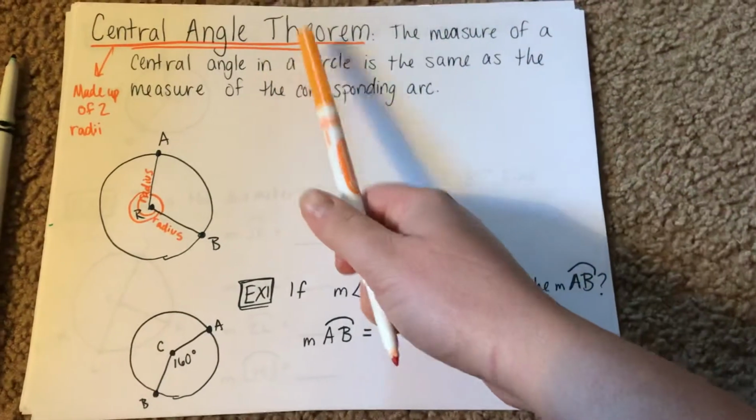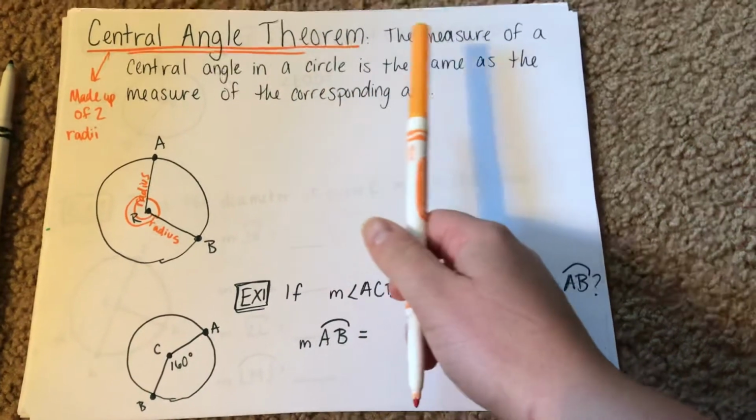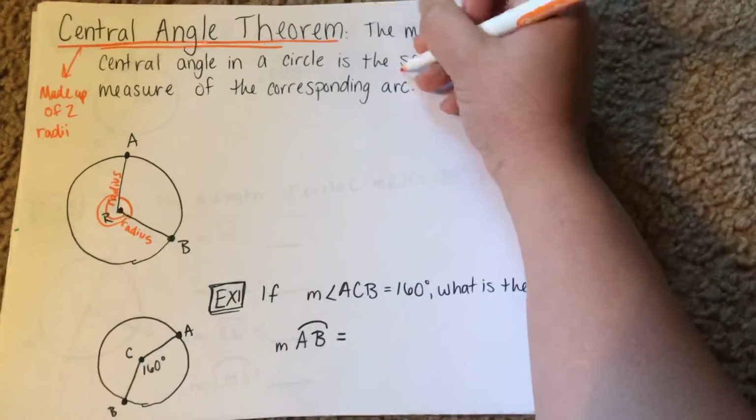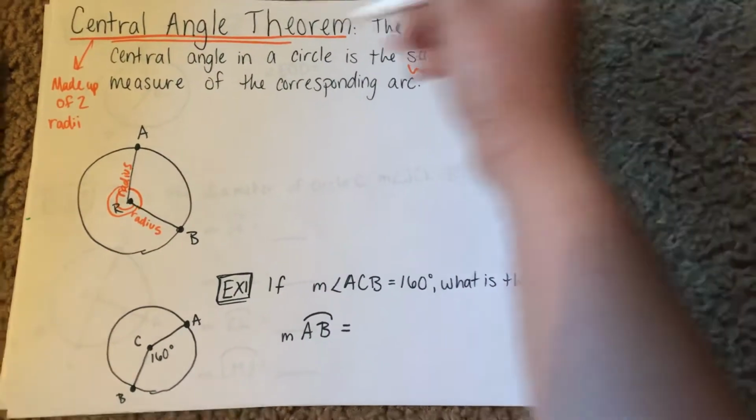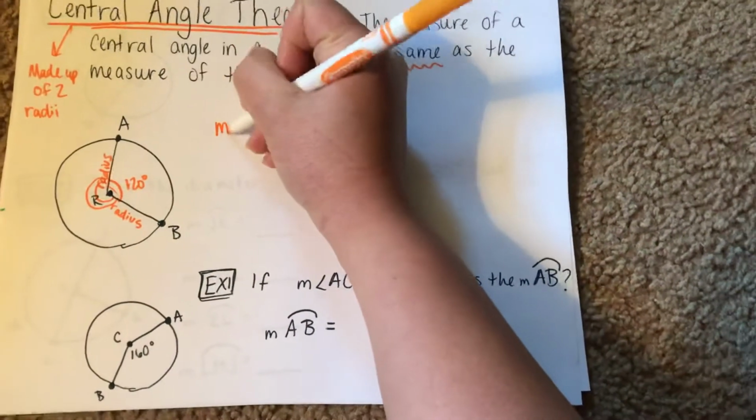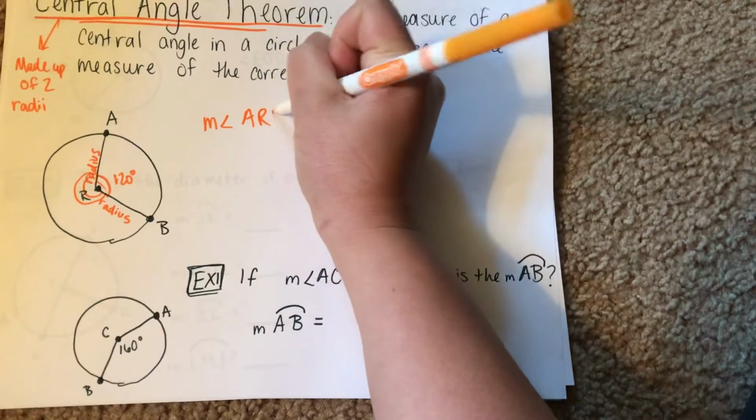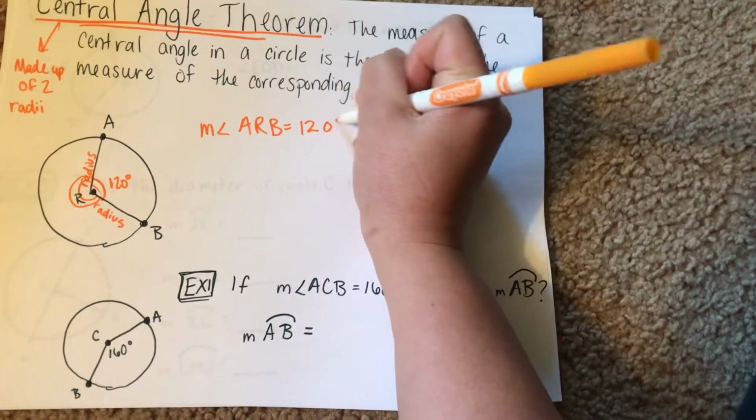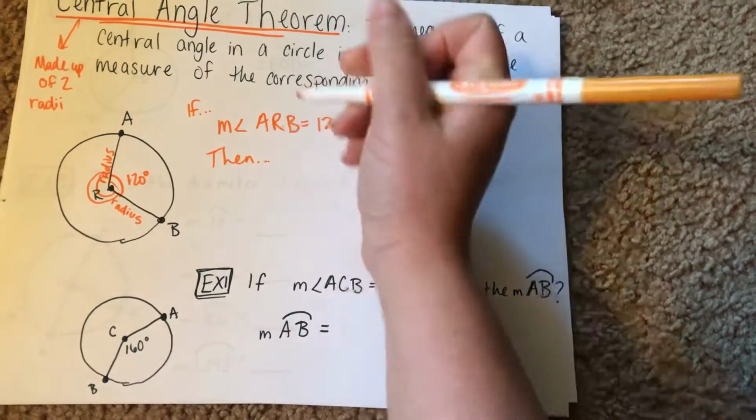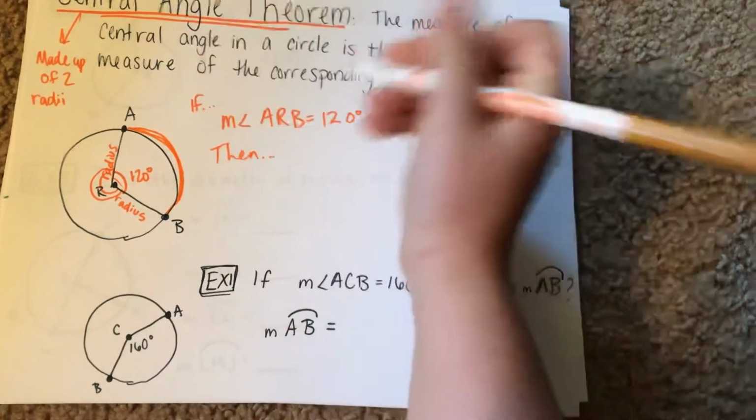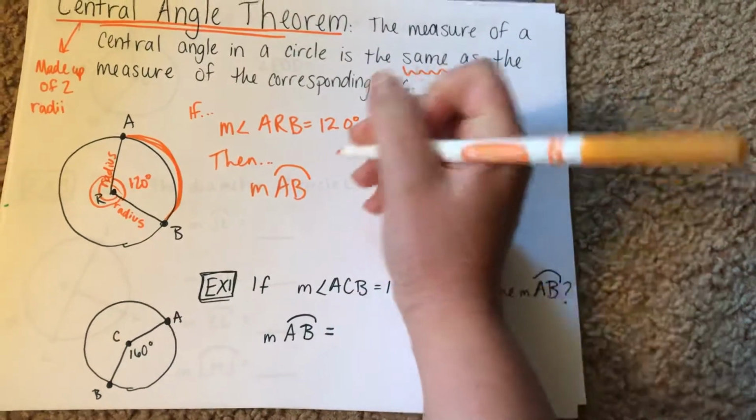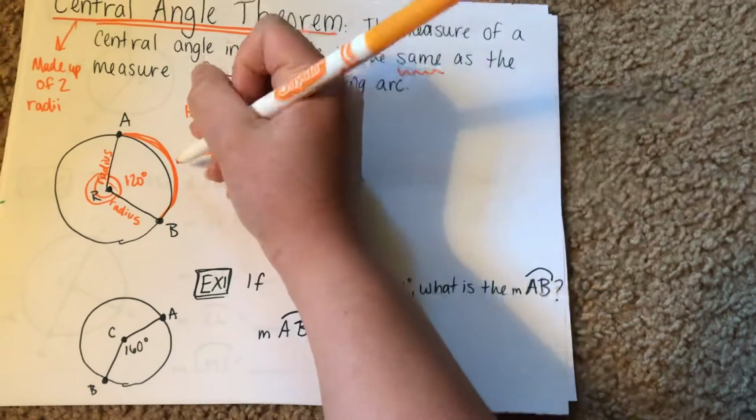So now, our central angle theorem, what this is helping us with is the measure of a central angle in a circle is the same as the measure of the corresponding arc. So the key word here is same. So when we look at this, if I tell you that this angle, the measure of angle ARB, equals 120 degrees, then the measure of arc AB, and I'm going to write it as AB as our 2 points with an arc over top, is also equal to 120 degrees.